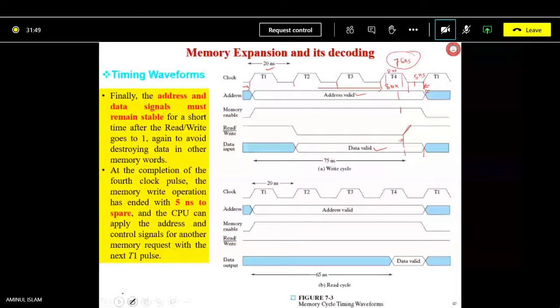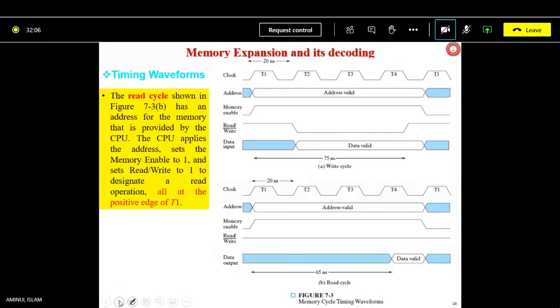During that time another operation may be started. That's what is told here: the CPU can apply the address and control signals for another memory request with the next T1. Next T1 is coming here, this one is the next T1. During that time, you can start another read or write operation.